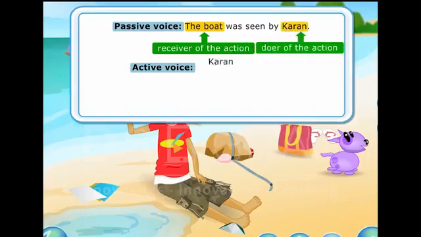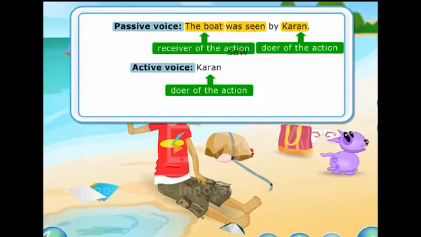If you want the sentence to be in the active voice, the subject must be the person who is doing the action. So, let's start the active sentence with Karan. You also need to change the verb from the passive form to the active form. Karan is the doer of the action. What did Karan do? He saw. So, was seen becomes saw.